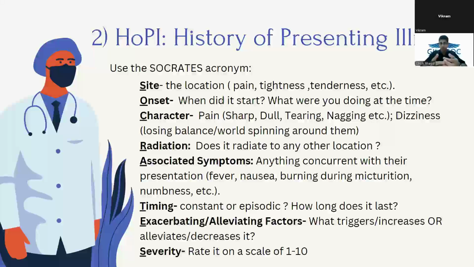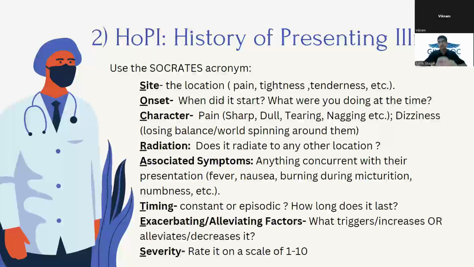So, how do you use the SOCRATES acronym? You start off with site, the location exactly where they have any pain or any tightness. With respect to asthma, they might have chest tightness. They might feel it sometimes upwards, sometimes downwards. It depends, or it might be their entire chest. So these kinds of questions are very important. Where is the pain, or where is the symptom that they're feeling?